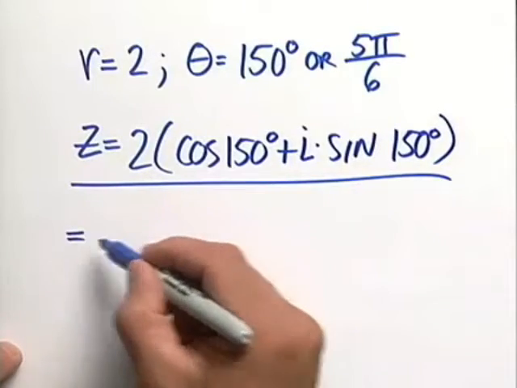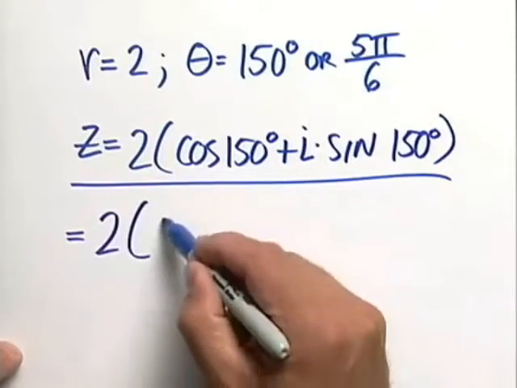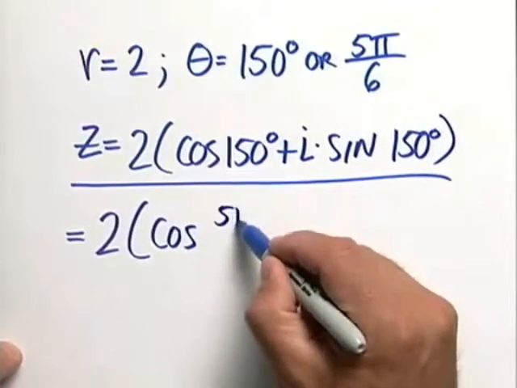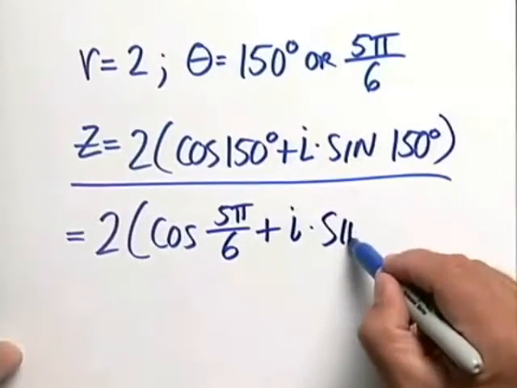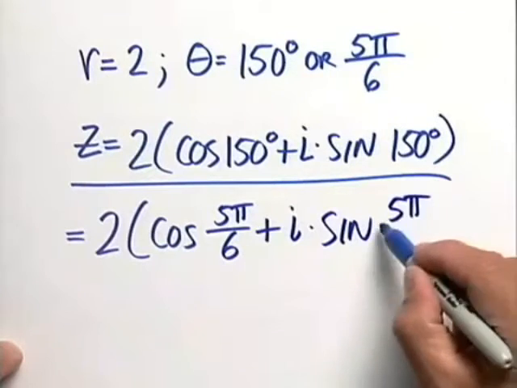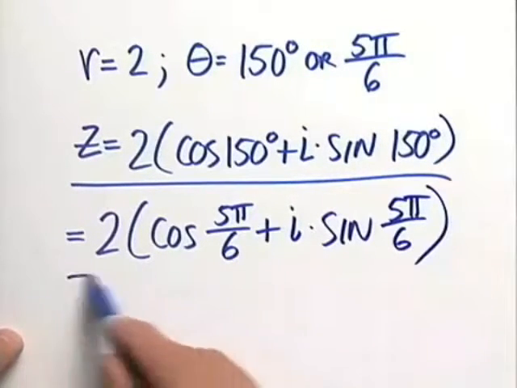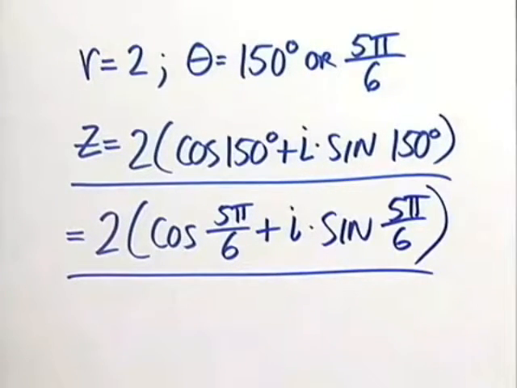Now let's write that using radians. It would be 2 times the quantity cosine of 5 pi over 6 radians plus i times the sine of 5 pi over 6 radians. So what we've done then is we've taken the point negative root 3 plus i and written that in polar form.